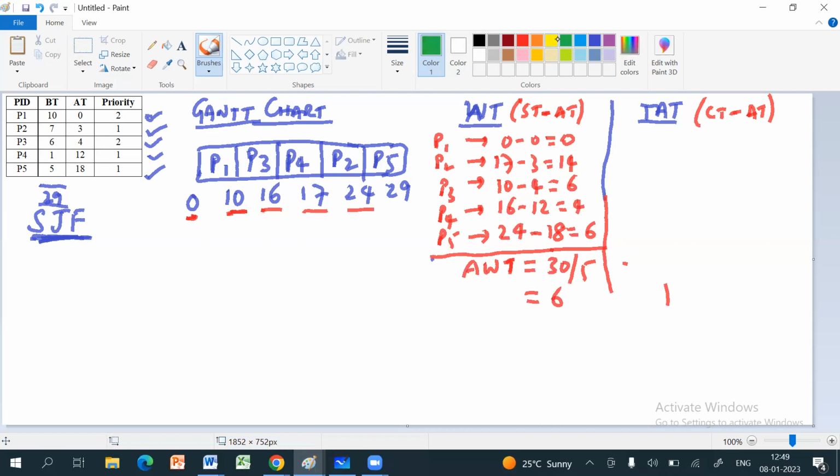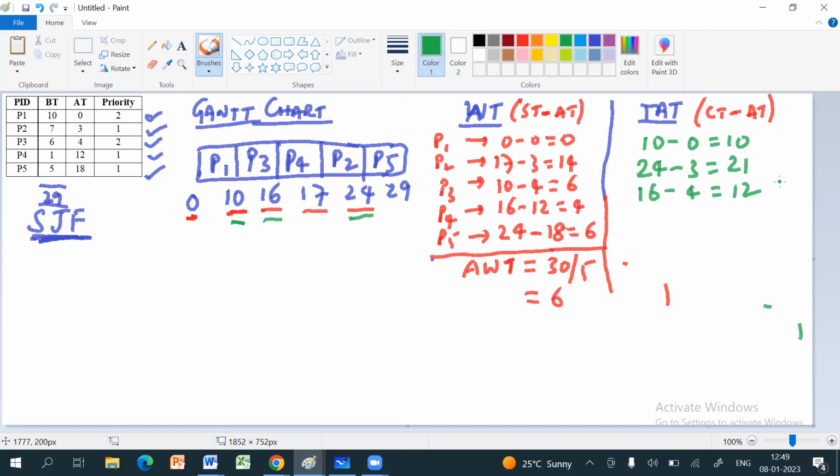Now let us try to compute the average turnaround time as well. So average turnaround time is completion time minus arrival time. P1 has completed at 10, so that would be 10 minus the arrival time. Then P2 has completed at 24, so 24 minus its arrival time. Then P3 completed at 16. 16 minus its arrival time, which is 4, so that comes up to 12.